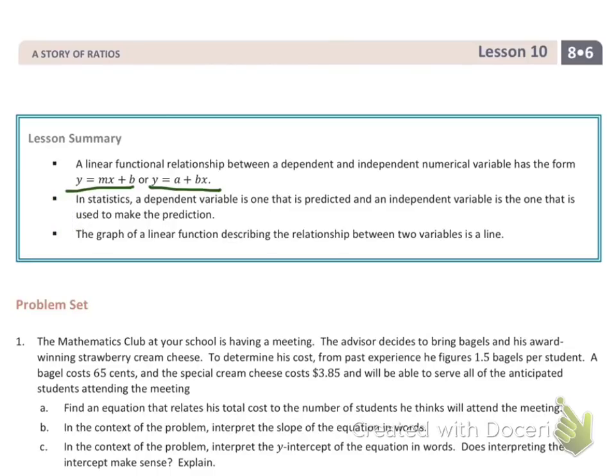So the graph of a linear function describing the relationship between two variables is a line. All right, we've seen that many, many times. Okay, so you've got a couple different problems to work on in your problem set where you're going to be finding equations and determining which variable you want to use for the independent and the dependent. Okay, so good luck with that, and we'll see you back for lesson 11 where we'll be doing more scatter plots.